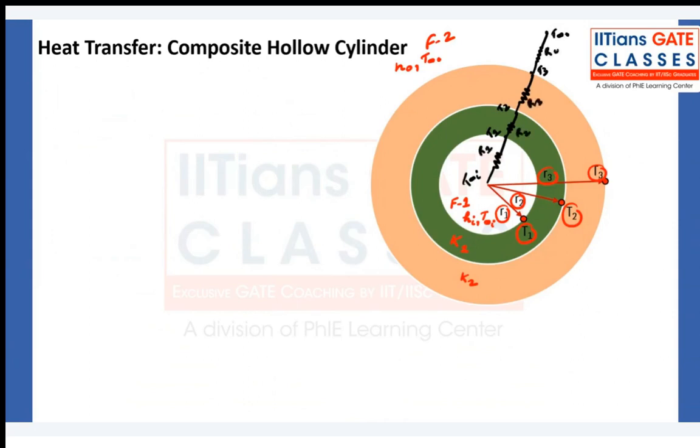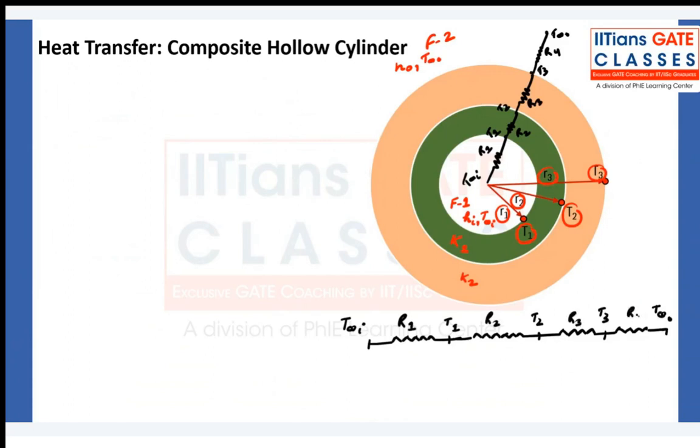So can I draw this here? Let me draw this here. Okay, so we have T infinity inside and T1, convection resistance R1. Then we have T2, we have T3, and we have T infinity outside. Here we have R2, R3, R4. Four resistances are there.